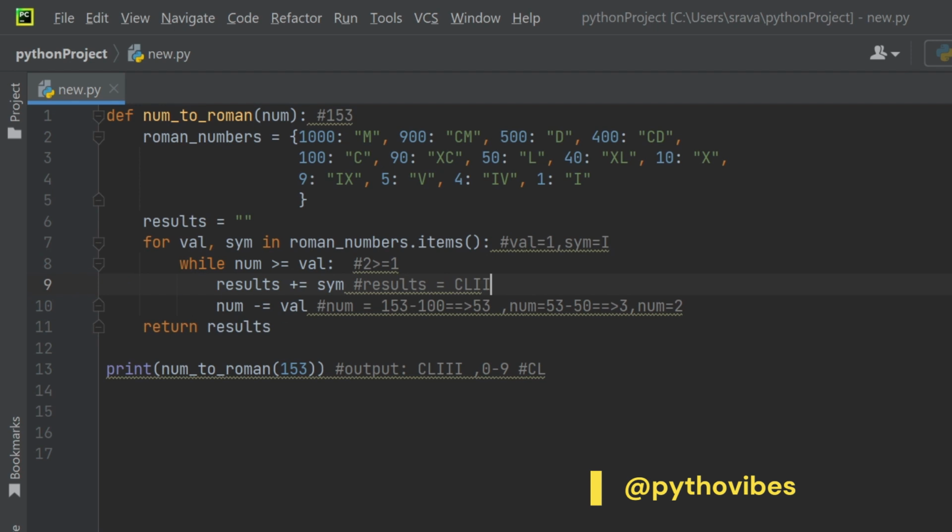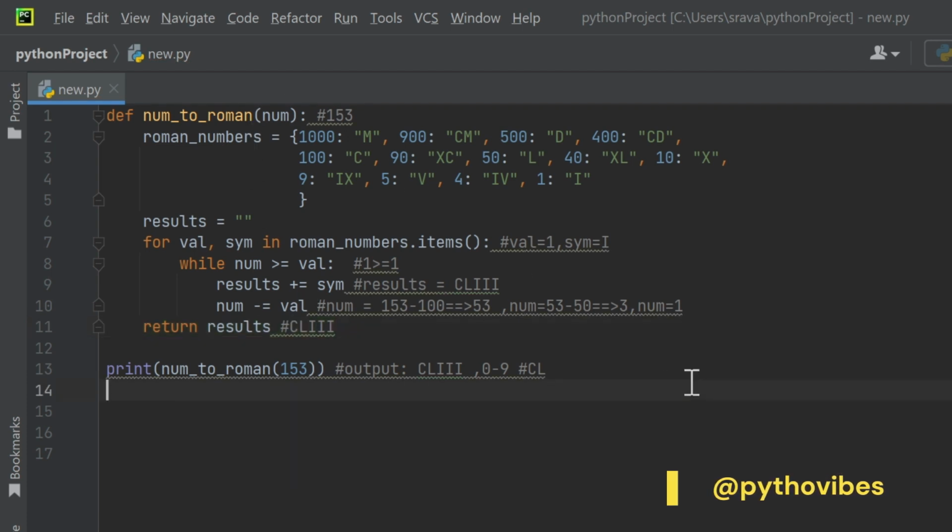It checks whether this 2 is greater than or equal to 1 or not. Yes, it is, and now the number becomes 1, and again this while loop will check whether this 1 is greater than or equal to 1 or not. Yes, so this time we will concatenate the third I to this results. At the end we have results as CLIII. So this is how we will convert decimal numbers to Roman numbers.